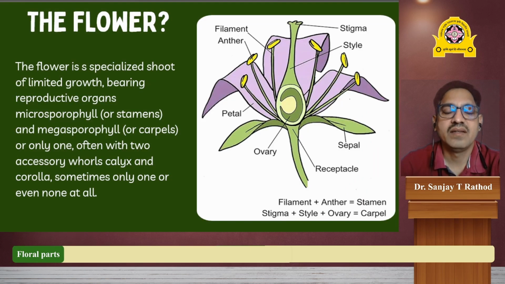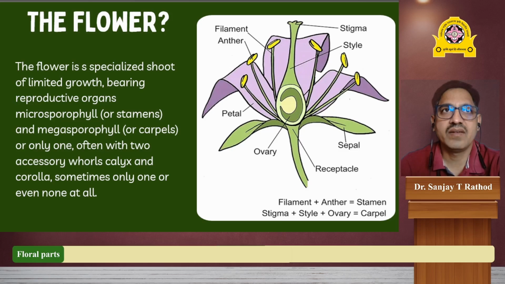Before that, I would say everyone must know the meaning of flower. What actually is a flower? The flower is a specialized shoot of limited growth, bearing the reproductive organs, that is microsporophyll and megasporophyll, or sometimes only one, often with two accessory whorls, that is calyx and corolla. Sometimes again only one or even none at all.